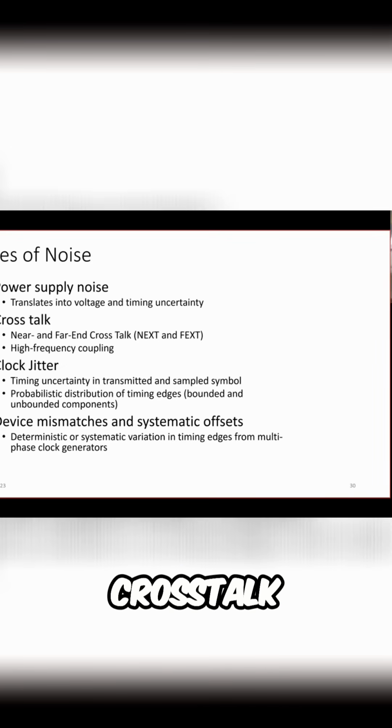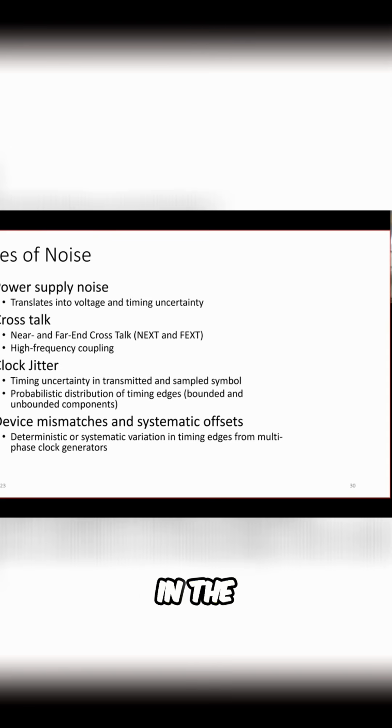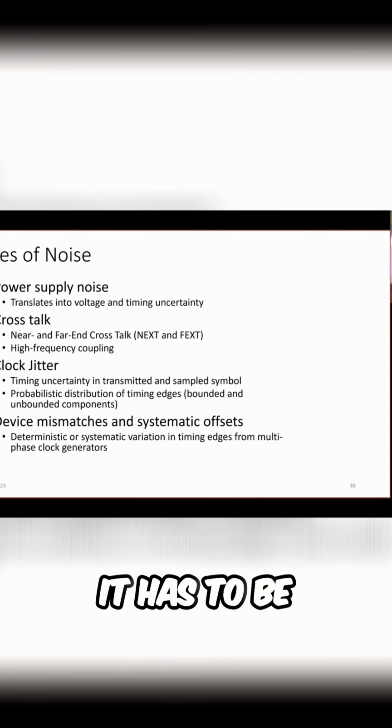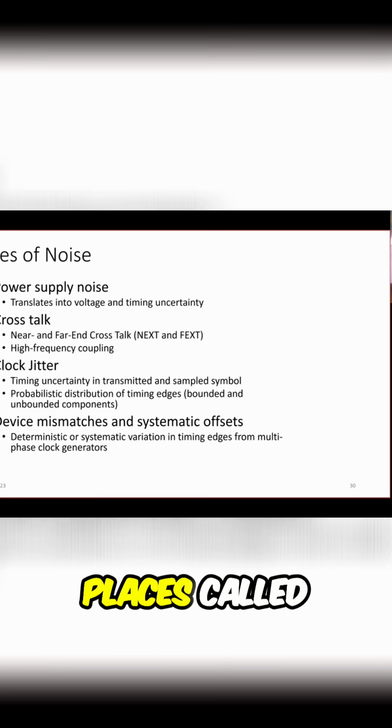Second is crosstalk. What is crosstalk? Like I just mentioned in the previous example, some energy from where it has to be, the pulse, goes into the neighboring pulse. So that is crosstalk. This crosstalk needs to be reduced. In some places, it is called near-end crosstalk. In some places, it's called far-end crosstalk. What do they mean by near-end and far-end?